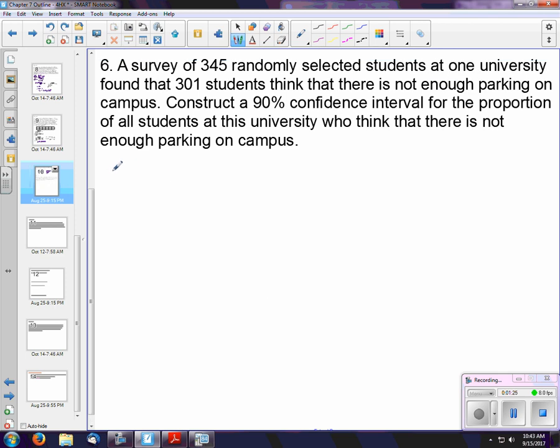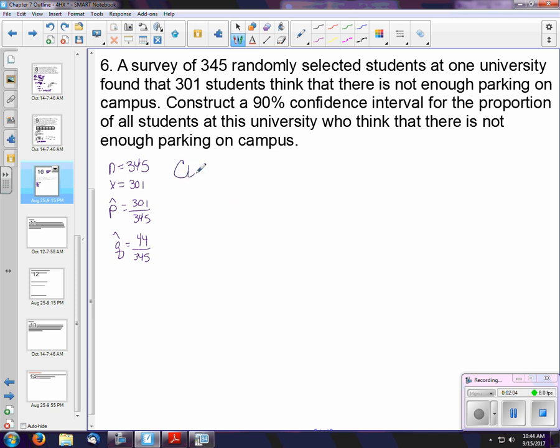So what information have they told us? Out of 345 students, 301, we call that x, is equal to the number of people who think there is not enough parking. x and n put together, since they didn't give us a percentage, is equal to p hat. So p hat is 301 over 345. That means that q hat is equal to 345 minus 301, which is 44, over 345. Since those are not very pretty decimals, we're going to leave those as is for now.